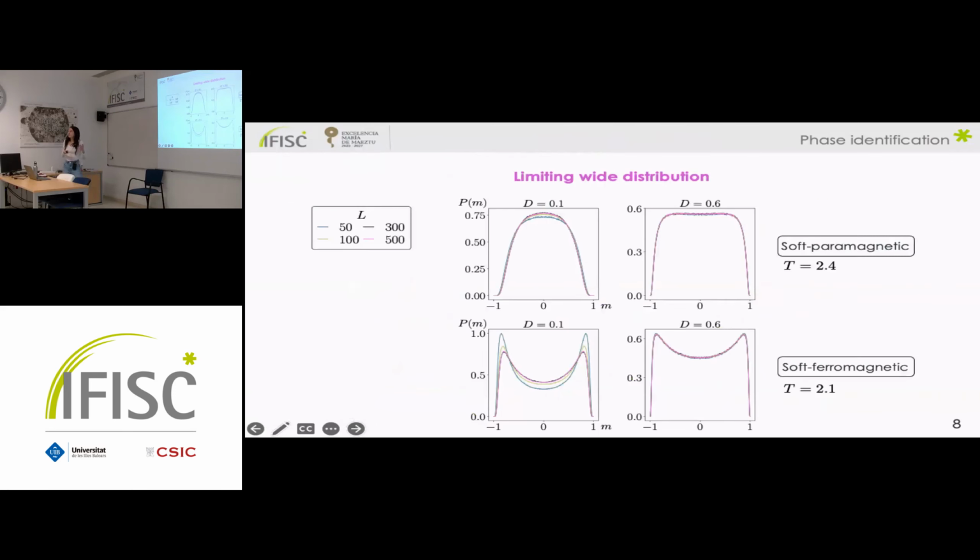And if you are not very convinced of this idea that we get limiting wide distributions, I mean that the distribution in the thermodynamic limit is wide, here there is some more evidence. Here you can see probability distributions both in the soft para and in the soft ferro phases for field intensities 0.1 and 0.6, and we have four system sizes. So here, for example, we have system sizes 50, 100, and then 300 and 500. So you can see that as the system size increases, the distributions reach a limiting shape.